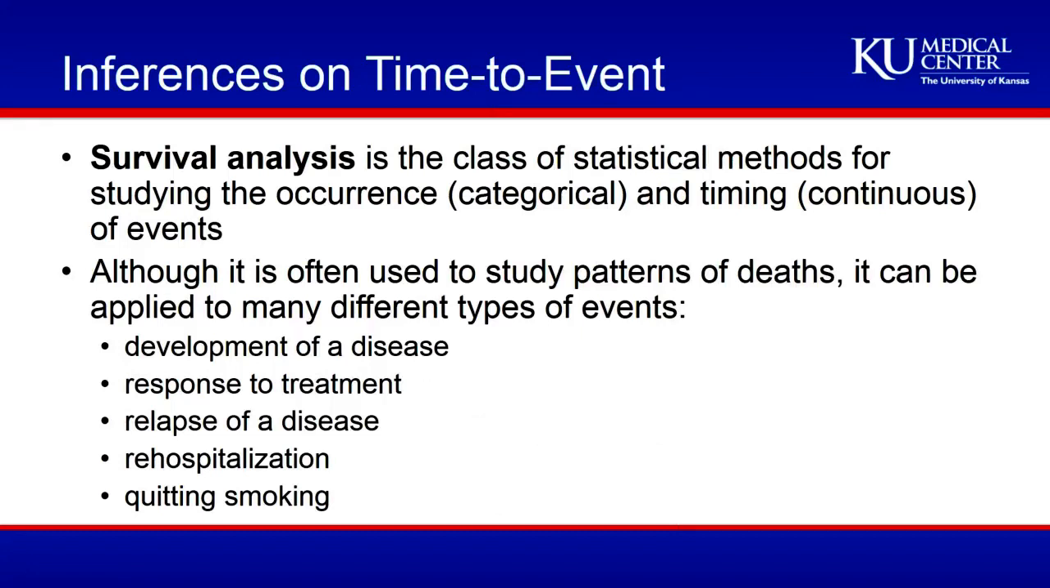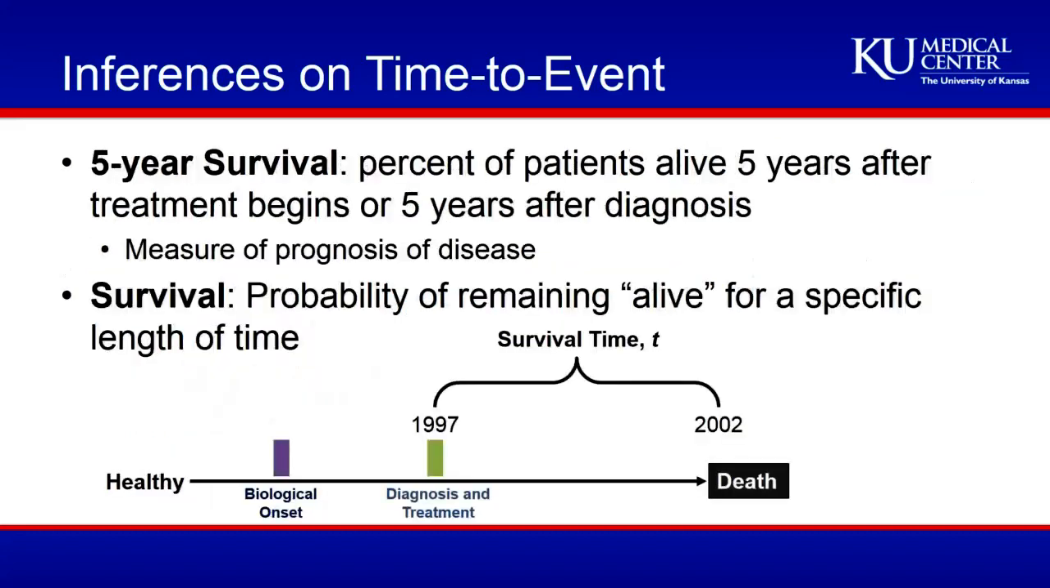So this class of methods generally are referred to as survival analysis methods. They again study both the occurrence and timing of events, and although we generally think of it in terms of studying patterns of death, it can be applied to many different scenarios. For instance, I've done survival analyses on time to rehospitalization, time to quitting smoking, time to response, time to progression, time to development of a disease, and so forth.